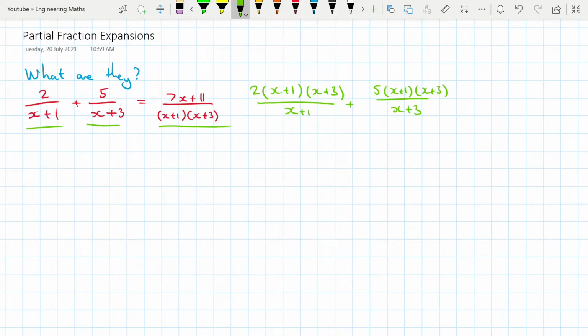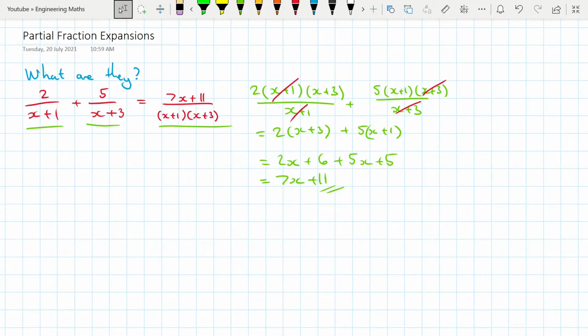And for the right hand side, you'd see that the x plus 1 and the x plus 3 would all just cancel. And so we're left with 2x plus 3 plus 5x plus 1, which is 2x plus 6 plus 5x plus 5, which equals 7x plus 11.